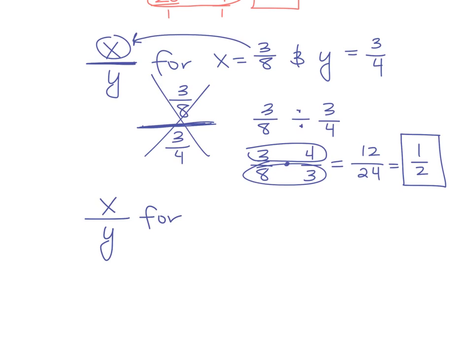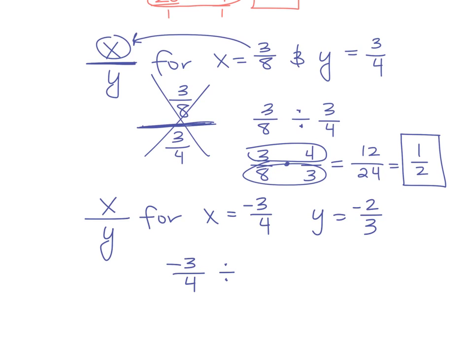So x divided by y for these numbers. x is negative 3/4. y is negative 2/3. Okay? And like I said, you don't have to set it up in that format. It's just showing you that you're dividing. So we're going to say x, negative 3/4.